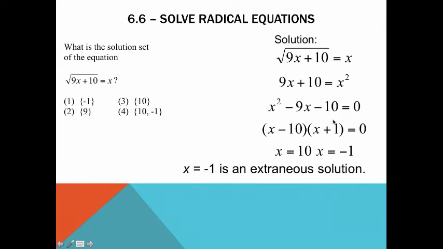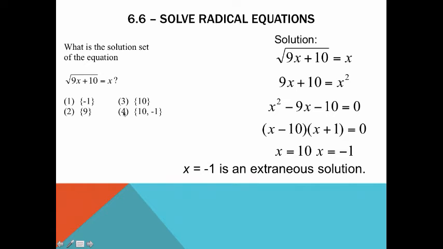Again, we have a quadratic equation right here. The quadratic equation can be solved by factoring. When I factor this problem, I'm going to get x minus 10 times x plus 1. I'm going to then go ahead and say x is equal to 10 and x is equal to negative 1. So if you forgot to check your answer, you would have chosen choice number 4.